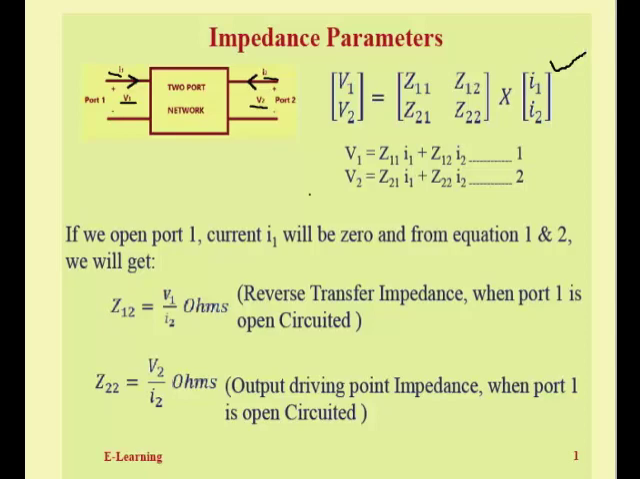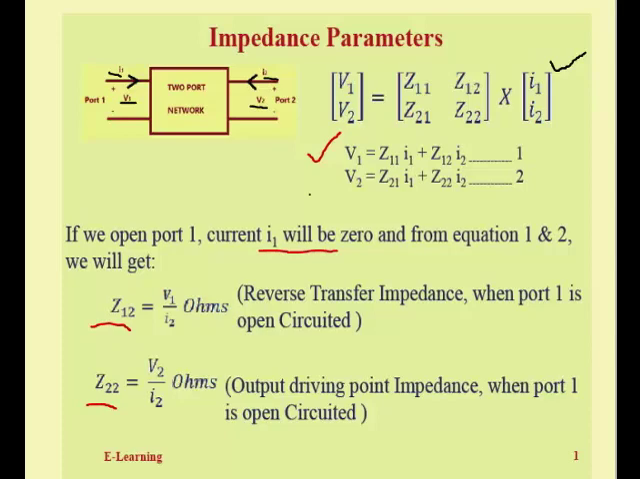If we open port 1, it means I1 will be 0 now. The port is open, so current cannot flow in an open port. When we put I1 equal to 0 in these two equations, from equation 1 we get Z12 is equal to V1 by I2, and when we put I1 equal to 0 in equation 2, we get Z22 is equal to V2 by I2.